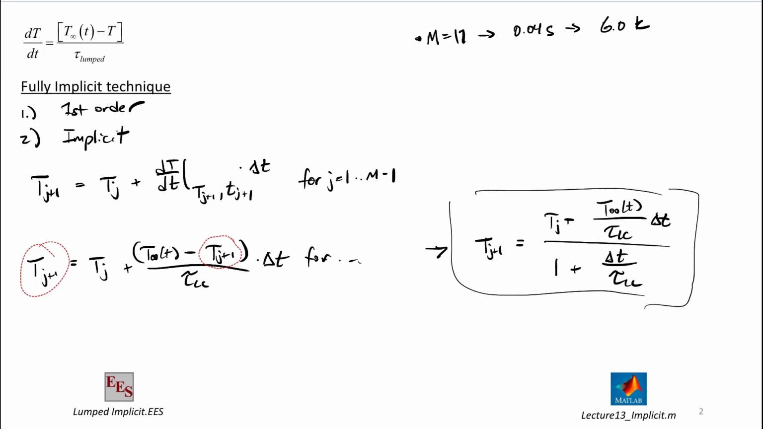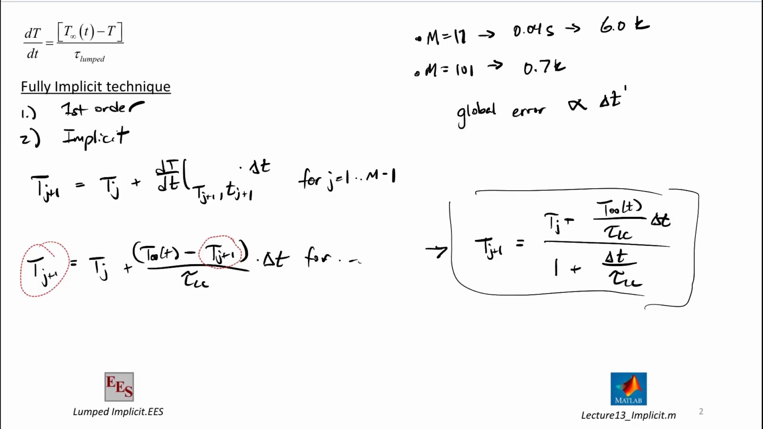Okay, but then for m equals 101 nodes, we would expect the error to drop by an order of magnitude. So it's 0.7 degrees Kelvin for this problem. So again, global error is proportional to delta t to the first power. First order technique, even though it's implicit. Okay, again, let's go through these and then I'll show you the MATLAB code. Any questions on this method?